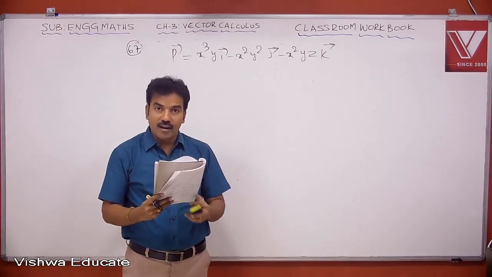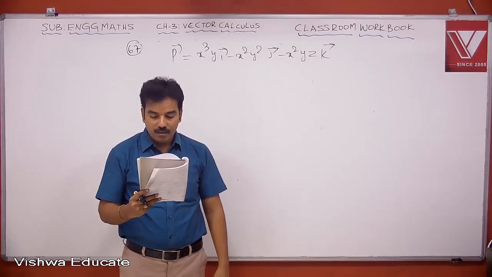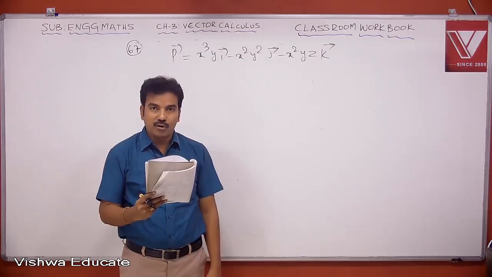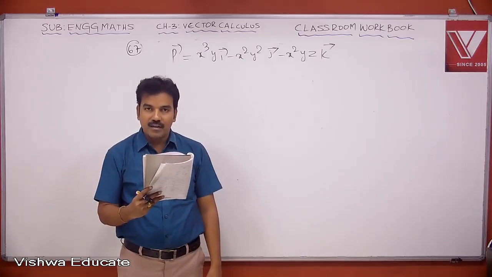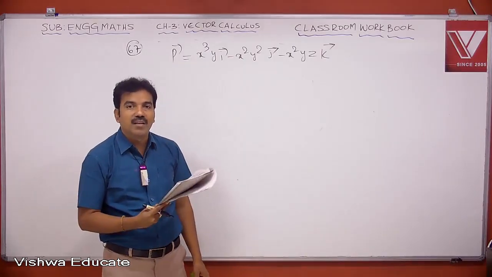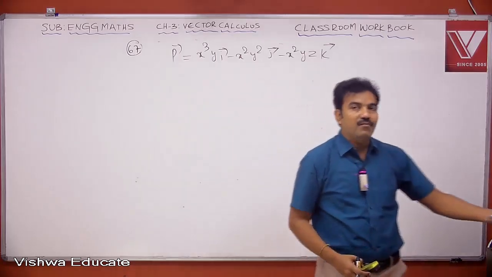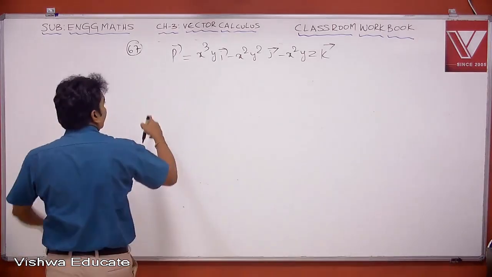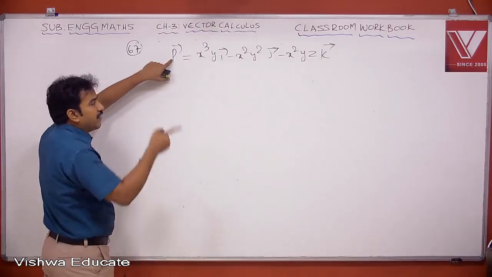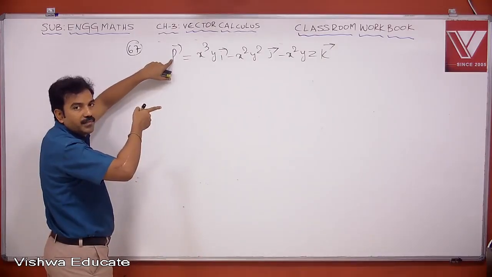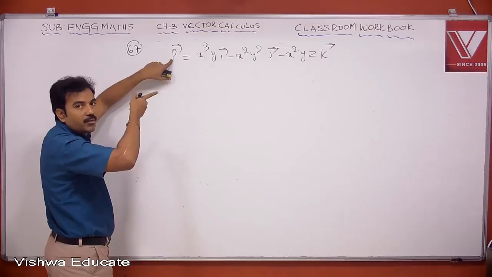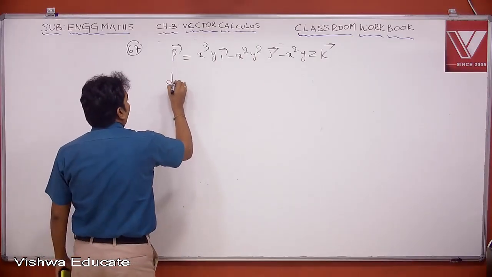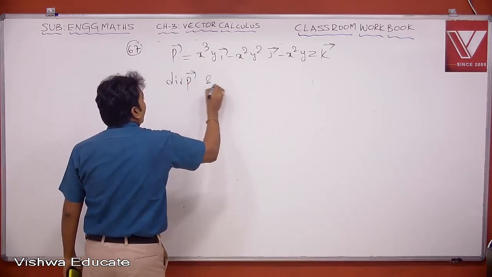p bar is solenoidal but not irrotational. Not solenoidal and not irrotational. Solenoidal and irrotational. Not solenoidal and irrotational. That means this question involves the evaluation of both divergence and curl. So if divergence is 0, it is called solenoidal. If divergence is non-zero, not solenoidal. If curl is 0, irrotational. Otherwise not irrotational.